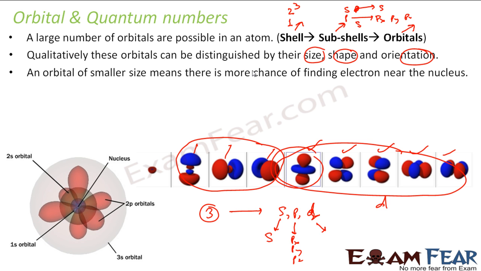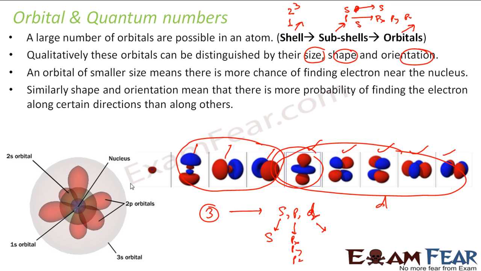An orbital of smaller size means there's more chance of finding the electron near the nucleus. So if this is a smaller orbital, that means you have more probability of finding the electron near the nucleus, right? Similarly, shape and orientation mean there is more probability of finding the electrons along a certain direction. That means if this is my p orbital, there is a high chance of finding electrons in this region.